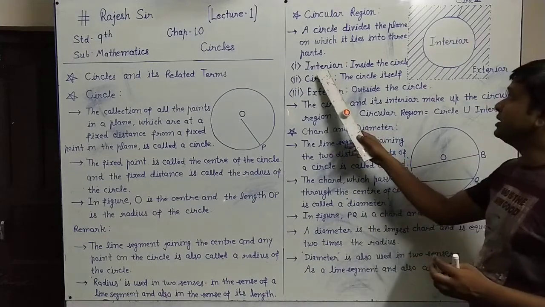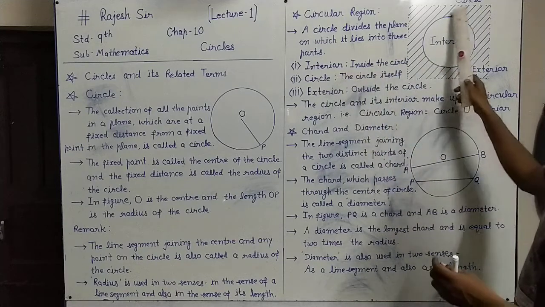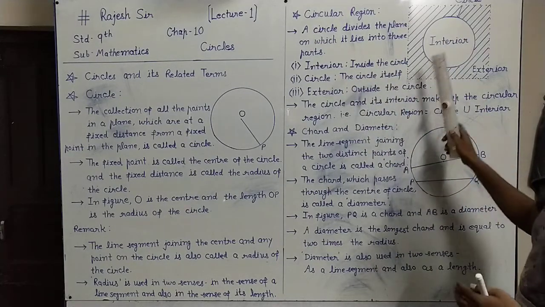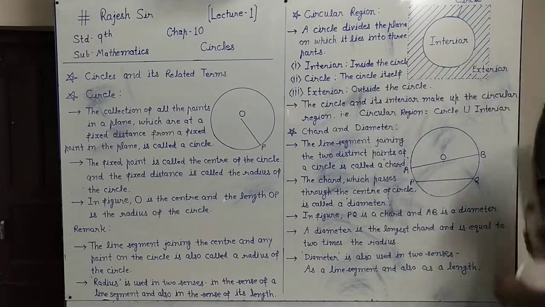One of them is interior, meaning inside the circle. Second is the circle itself, covering some space in the plane. And third, exterior, that is outside the circle, is called exterior.